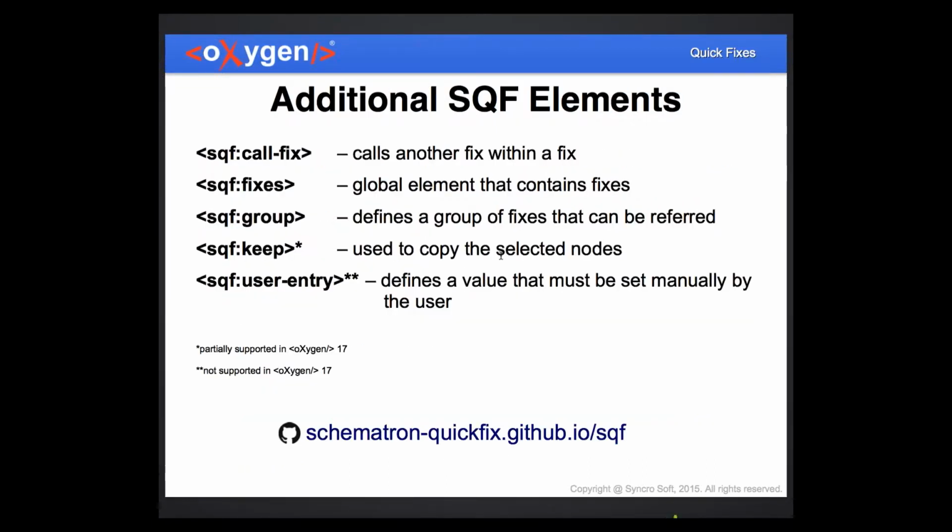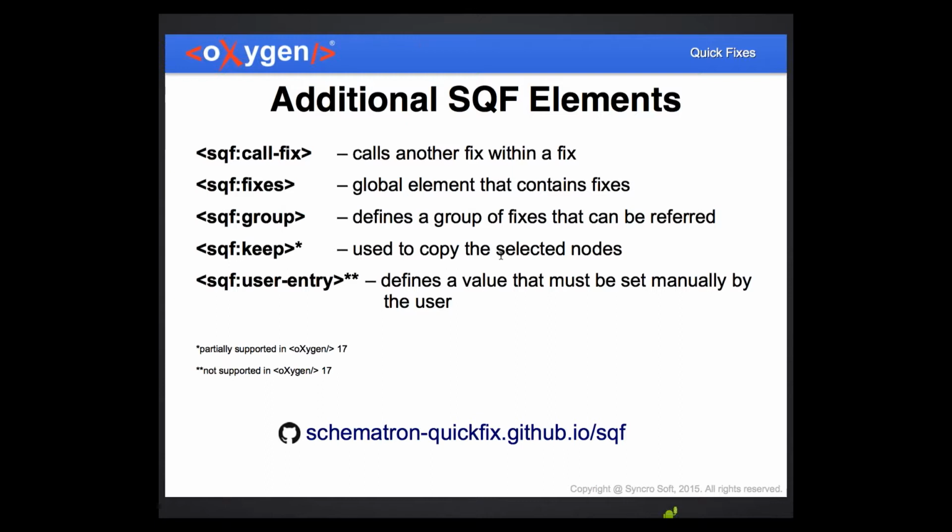Other elements in SQF are call fix, which allows you to, if you have a fix that does some actions and another fix that needs to do the same thing and then do that part, instead of writing that again, you say call fix and then continue maybe adding other actions. SQF fixes groups multiple fixes together. This is used when you define global fixes. So they are also scoped. You can define them either within a rule, I think, or within a pattern, and then they will be local to that pattern. Or they may be globally defined and then they are visible to all patterns.